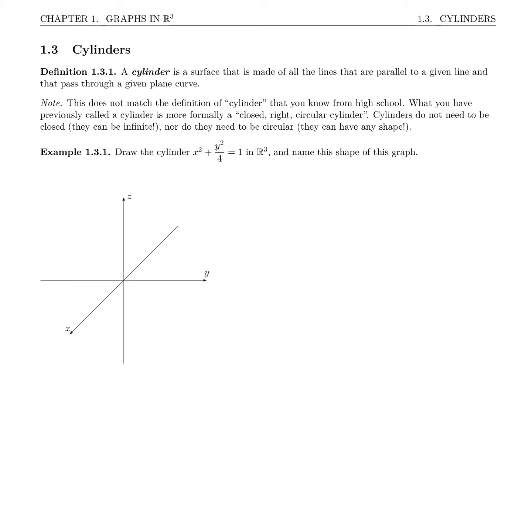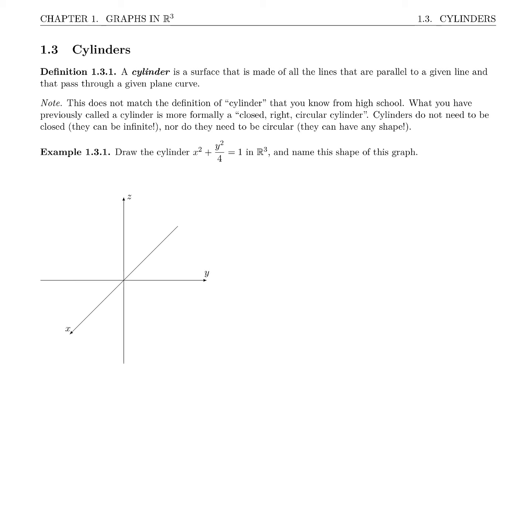So it's a little bit easier to understand the definition through an example. So we'll do an example to see what that really looks like, but it's important to note right away, this does not match the definition of cylinder that you might know from high school. What you previously called a cylinder is more formally a closed right circular cylinder. Cylinders do not need to be closed. They can be open, they can be infinite, open-ended. Nor do they need to be circular. They can have any shape, as our examples are going to show us.